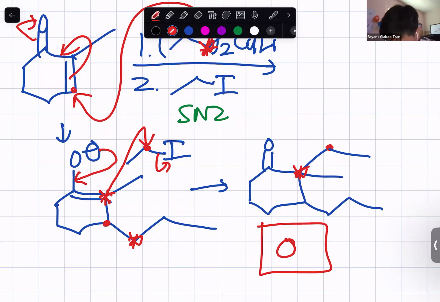Okay. If the material is RMgBr, the major products for the reaction are a mixture of compounds. Okay. There's a mixture here. Why is there a mixture?